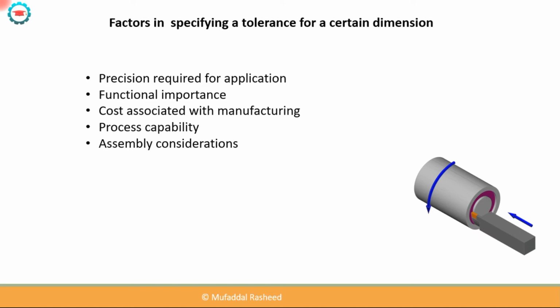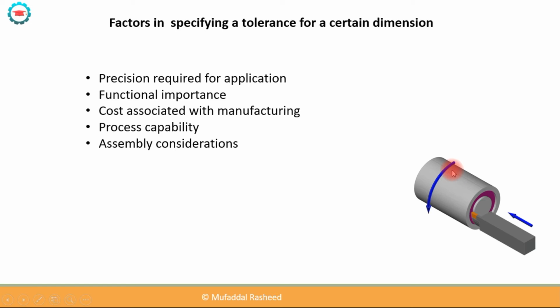Second is functional importance. In a mechanical design, there can be many different features and many different parts which have different functional importance. Some parts are functionally more important compared to others, and hence those critical dimensions have to be toleranced in a very careful manner. So functional importance is a very important factor in specifying a tolerance. Especially when it comes to interfaces in mechanical design, the tolerances can be of very high functional importance, as we have already seen from the example of the hinge.